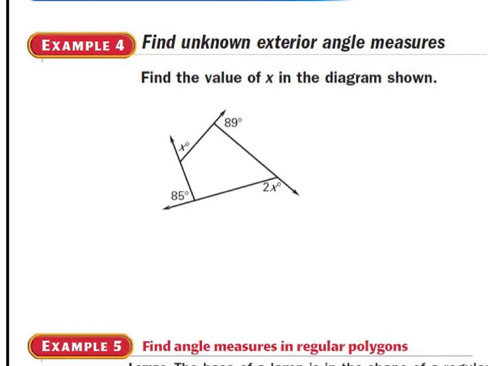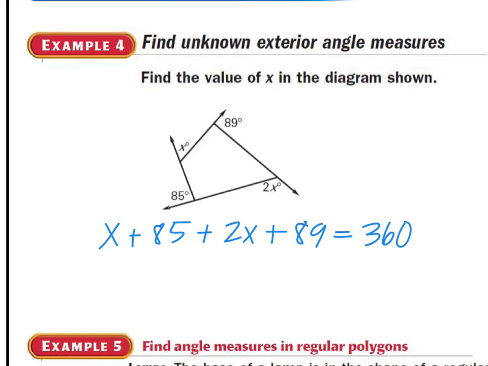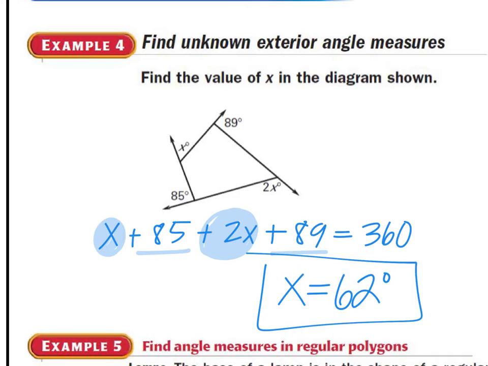These 4 angles, add all 4 up. Set them equal to 360. X plus 85 plus 2x plus 89 equals 360 degrees. You should combine your like terms and then solve the equation for x. Go ahead and do that. If you solve it correctly, you should have that x is 62.